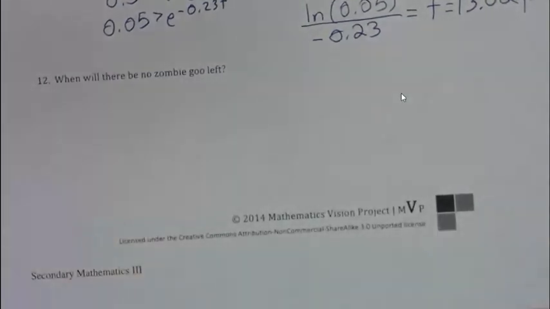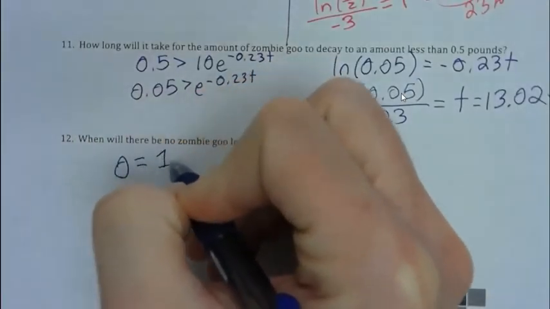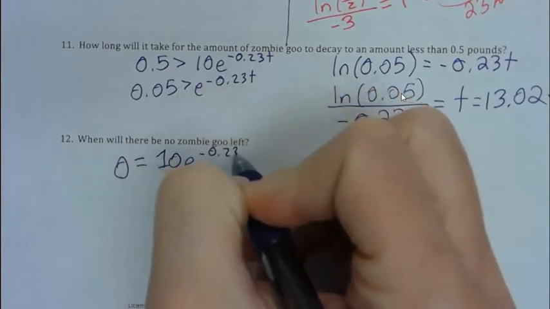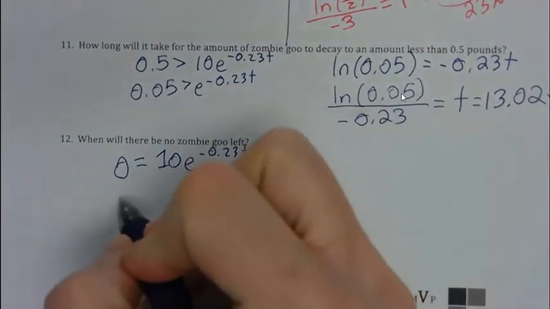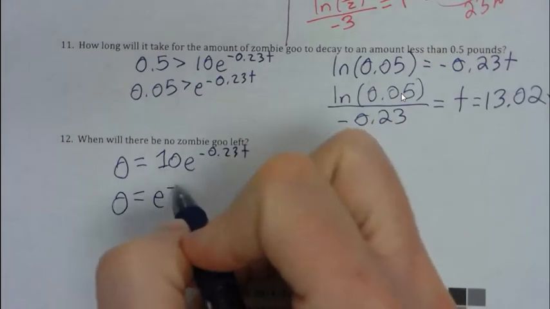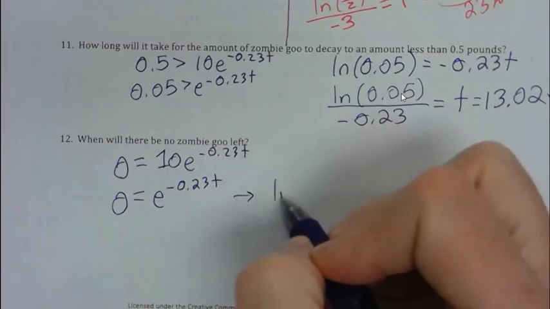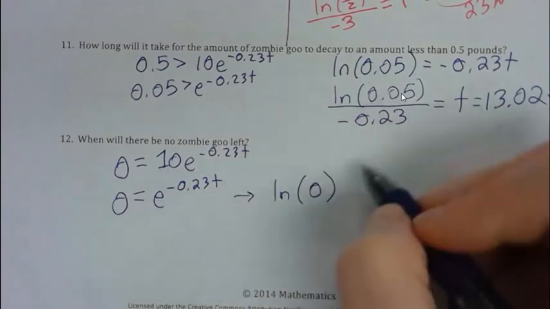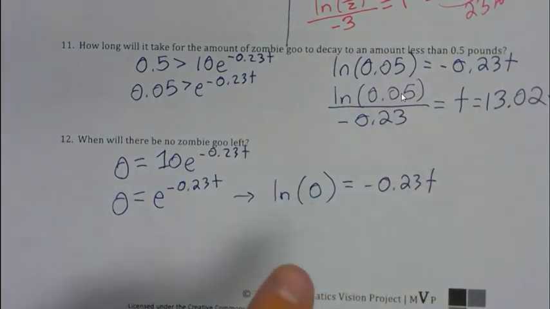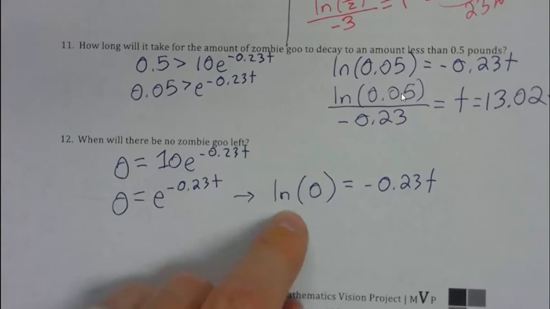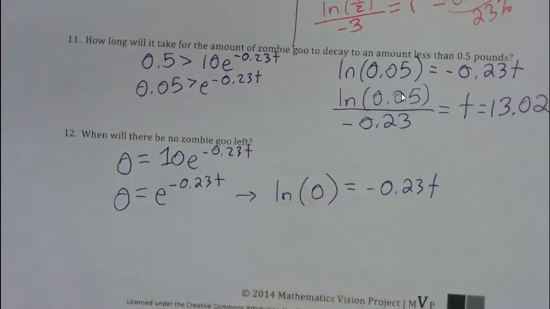So if I try to solve this for 0, so when no zombie goo left, that just means that 0 would equal 10e to the negative 0.23 t. Trying to figure how many years it would be until 0. So divide by 10 on both sides, well, we just got 0 equals e to the negative 0.23 t. And if I rearrange that, I would have the natural log of 0 equal to negative 0.23 t. So it basically would mean that I have e, which remember is about 2.7-ish, raised to a power and getting me 0. Which, if you remember about logarithms, that's not actually possible.